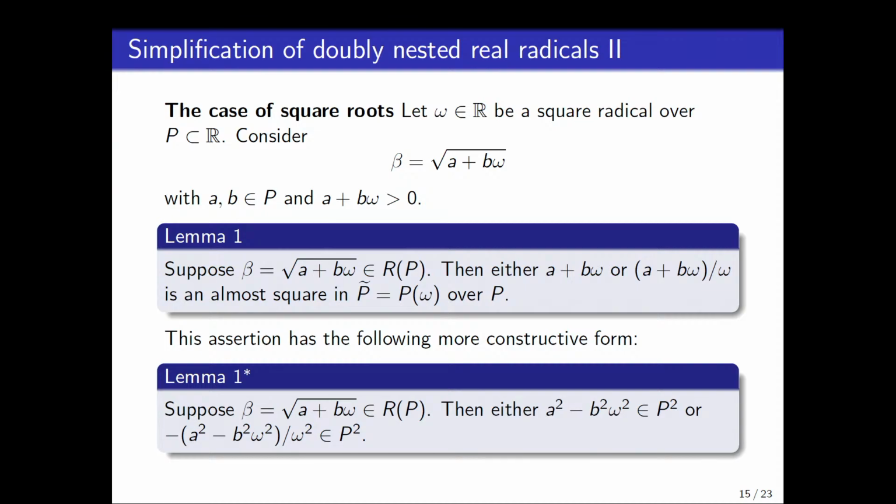And again, there are two equivalent formulations, and again, lemma 1 star is more clear for understanding. So it says that if beta belongs to R of P, then either the first or the second inclusion holds.